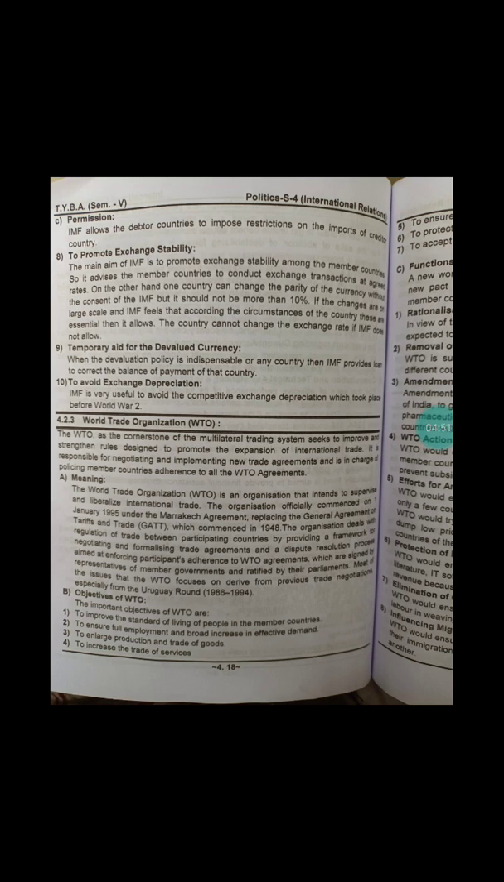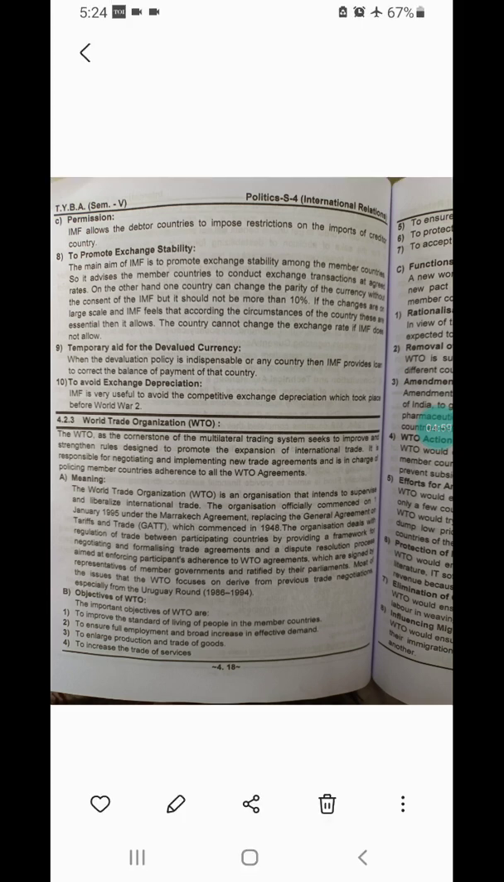The main aim of the IMF is to promote exchange stability among the member countries. So, it advises the member countries to conduct exchange transactions at the agreed rate. Temporary aid for devalued currency. When a devaluation policy is indispensable for any country, the IMF provides a loan to correct the balance of payments of that country to avoid exchange depreciation. The IMF is very useful to avoid the competitive exchange depreciation which took place before World War II.